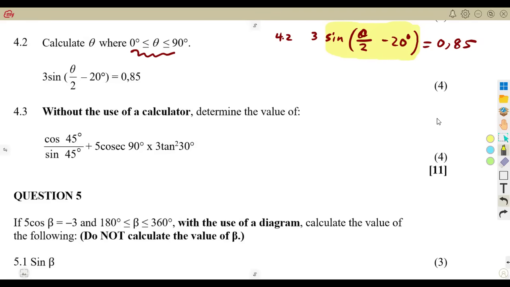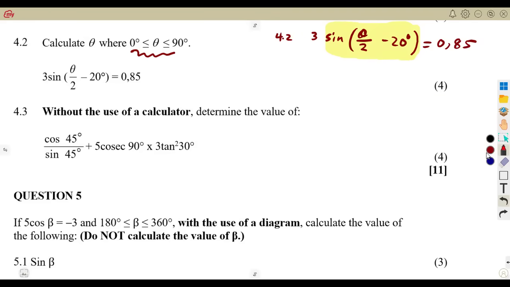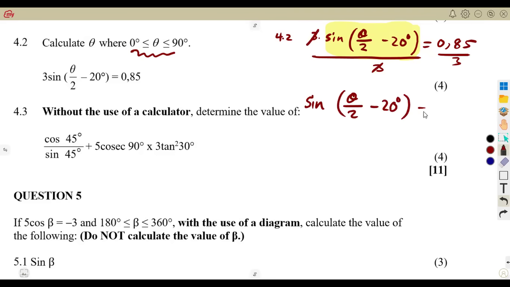This is the part where the sine is affecting. So anything that is not having that sine can be removed. What is it that we have? The 3 that is multiplying this. We can reduce this, just divide by 3. We divide by 3. All right, so that is going to give us sine of theta over 2 minus 20 degrees is equal to, you can have it as a decimal or you can just leave it like that, 0.85 over 3. You can leave it as a fraction like that.